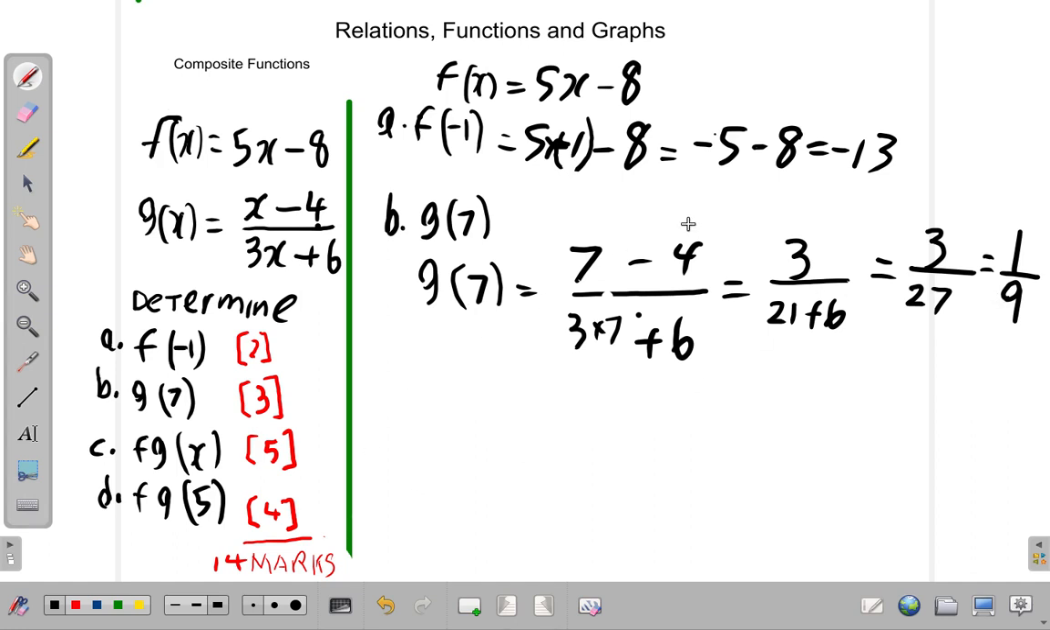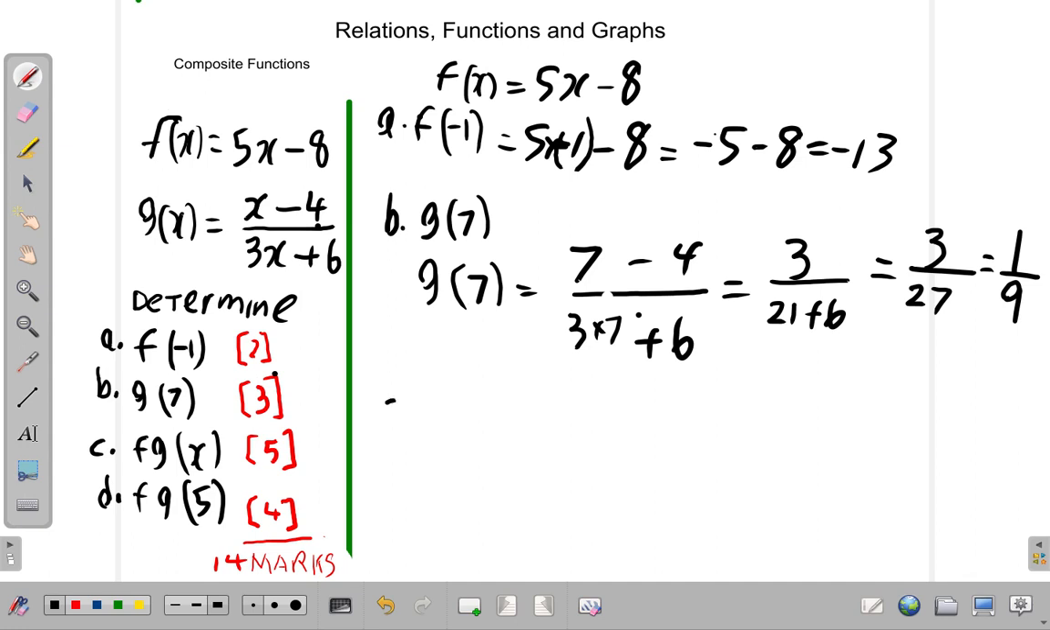So again, g of x is x minus 4 divided by 3x plus 6. In g of 7, this is 3 by 7 plus 6. 7 minus 4, that's 3 up here. 3 by 7 is 21. So it's 21 plus 6, which is 27. But we see we can divide down. There's 1 3 in 3, so it's 1 up here, and there are 9 3's in 27. It's 9 down here. So the answer for g of 7 is 1/9. So you get 3 marks for that.